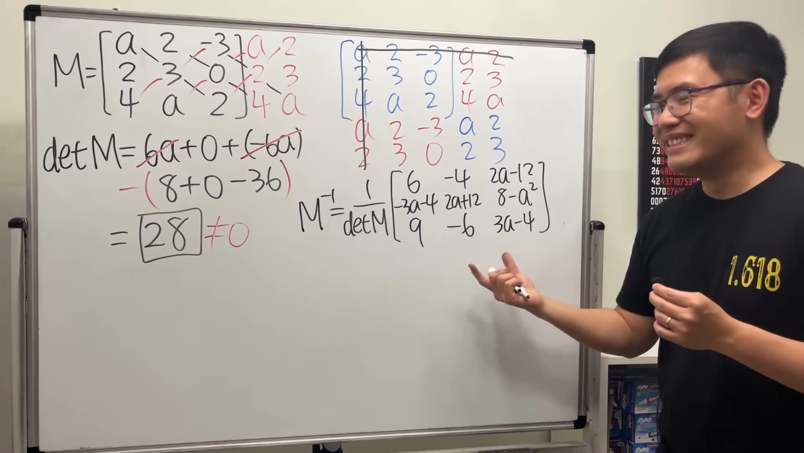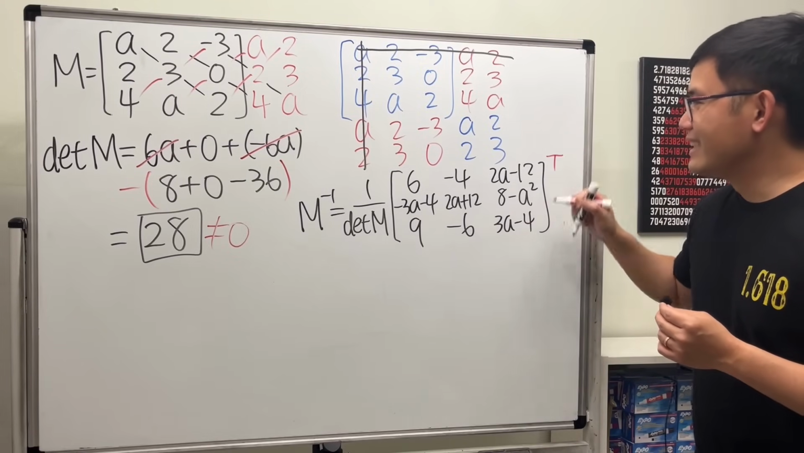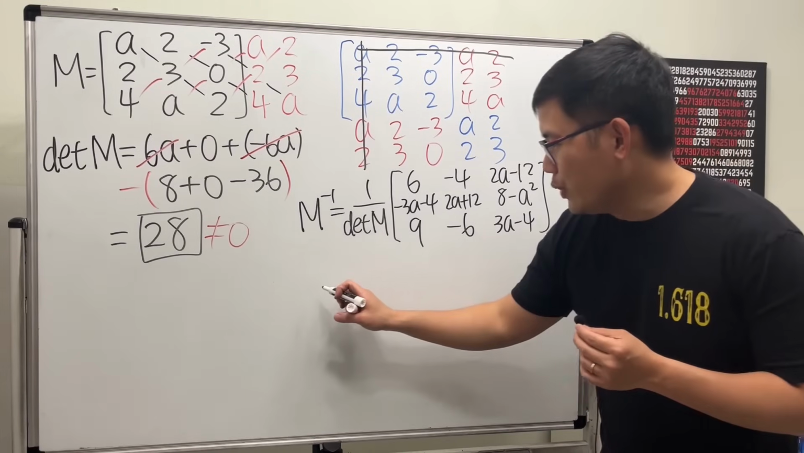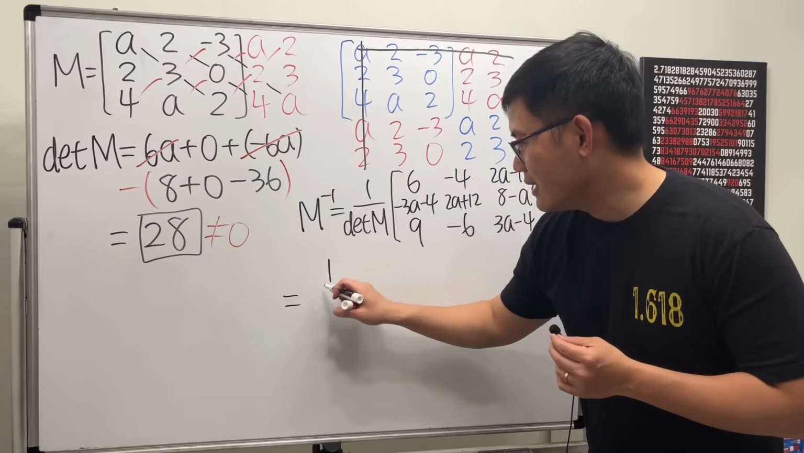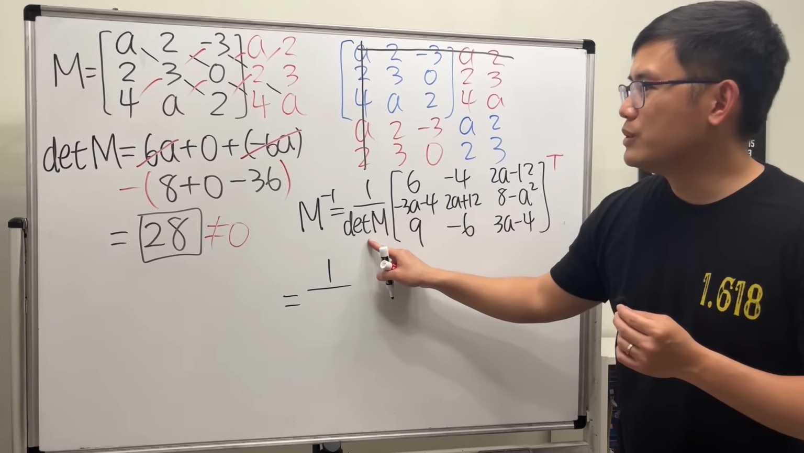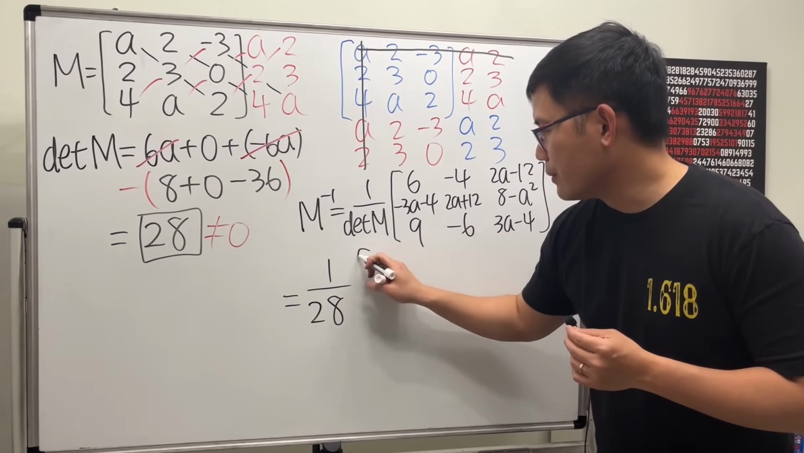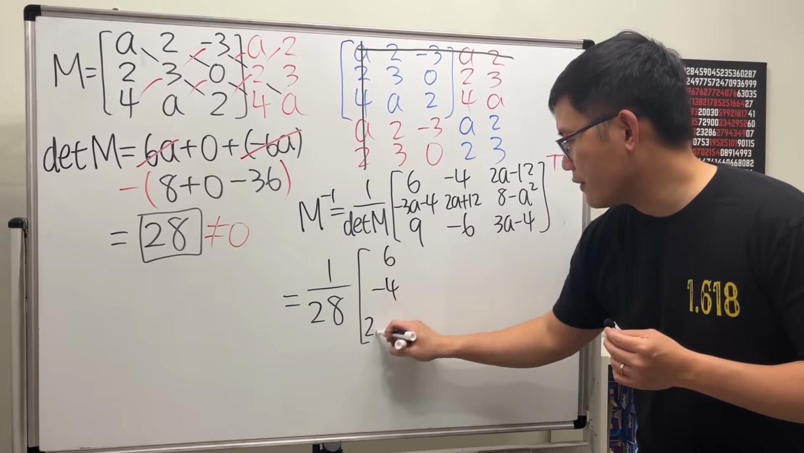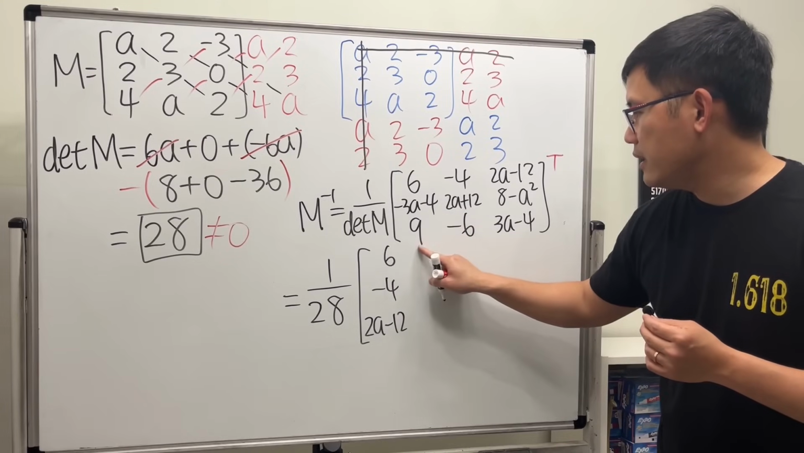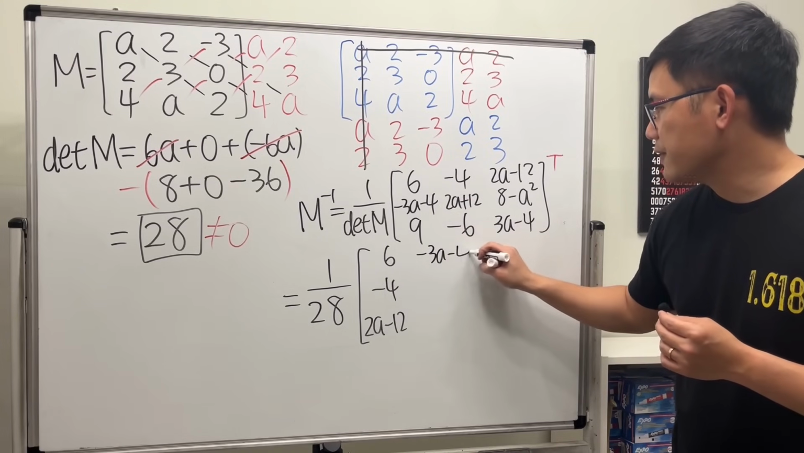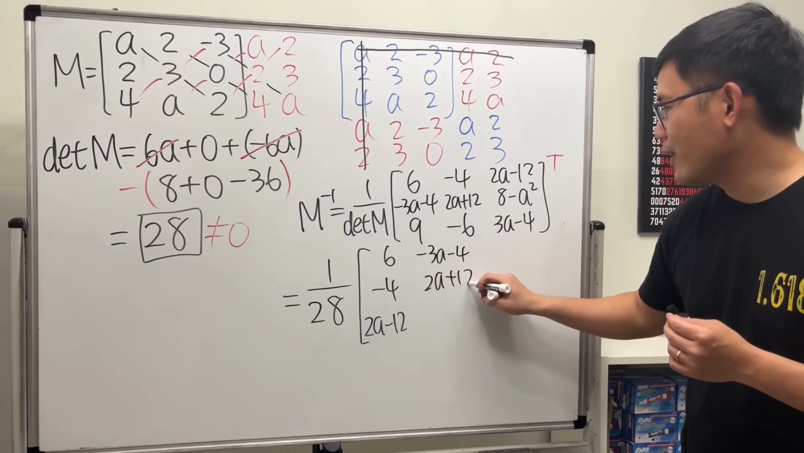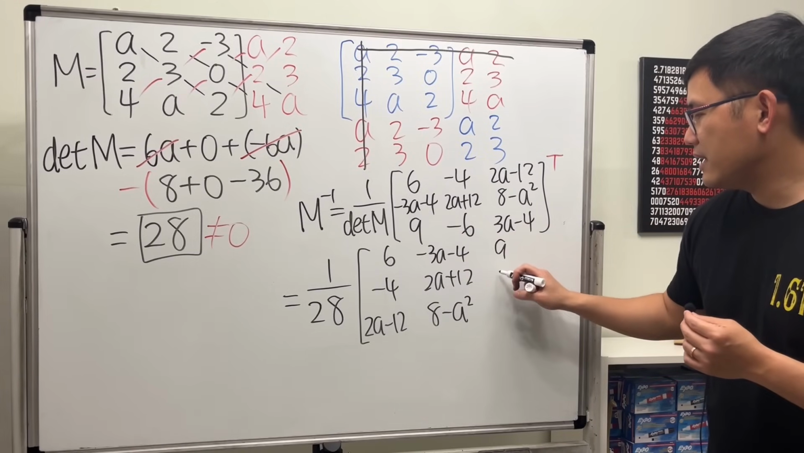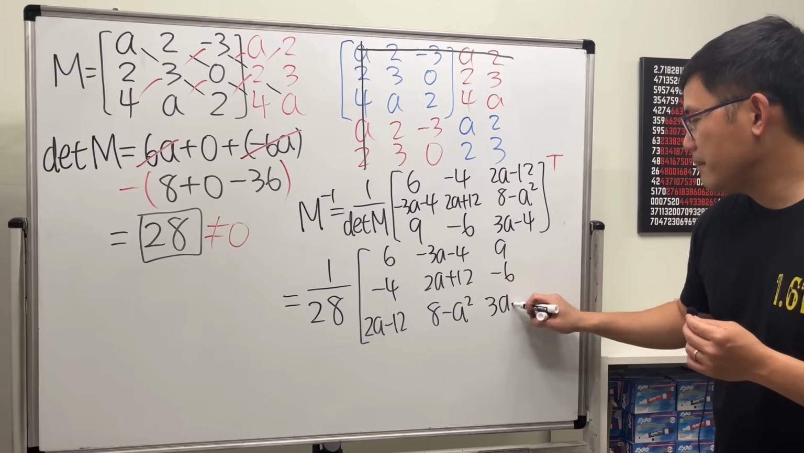And then once we have this, don't forget to do the transpose. All we have to do is rewrite the rows as columns. That's all. So we will see that M inverse is equal to 1 over the determinant, which is 28. And then here we go. We have 6, negative 4, and 2a minus 12. And then negative 3a minus 4, 2a plus 12, and then 8 minus a squared. And lastly, this right here is 9, negative 6, and 3a minus 4.